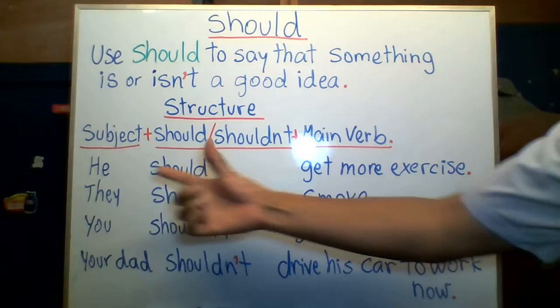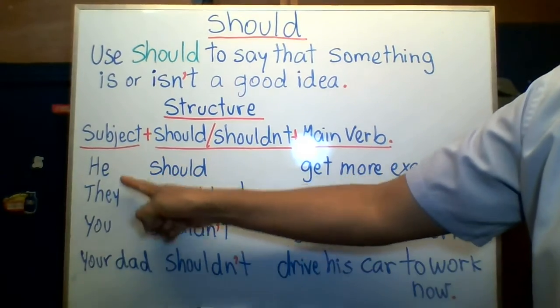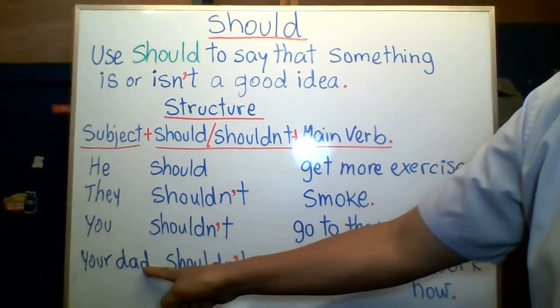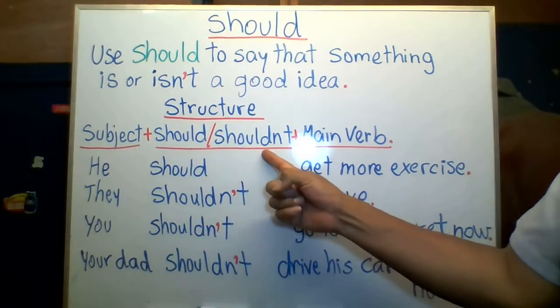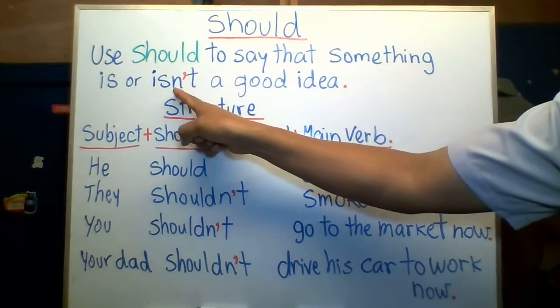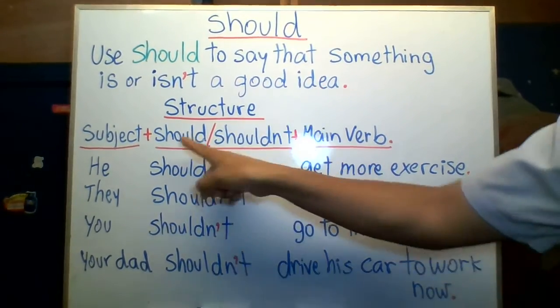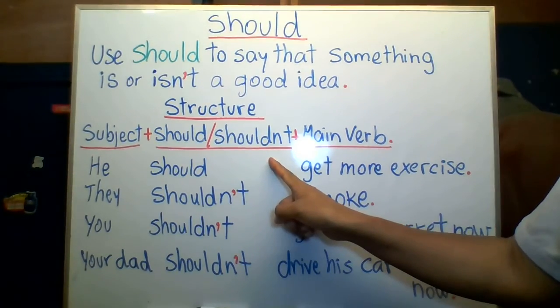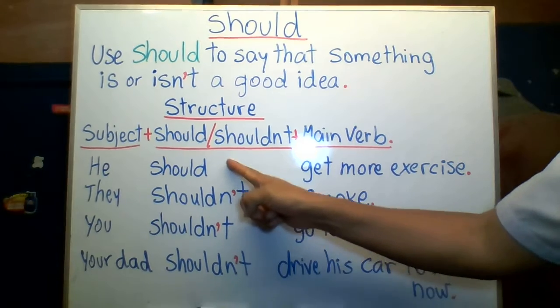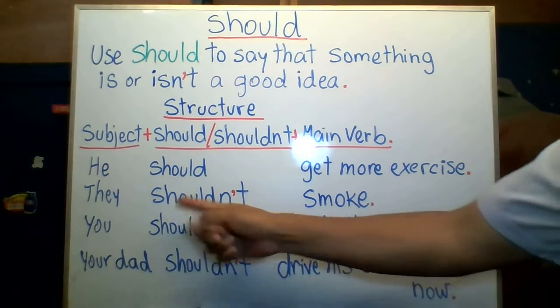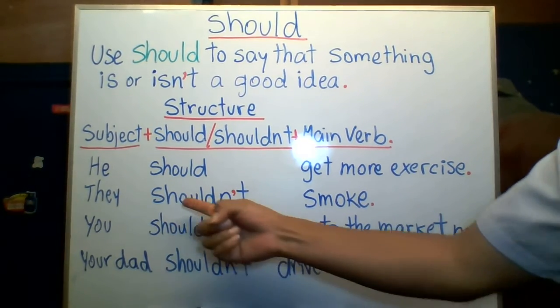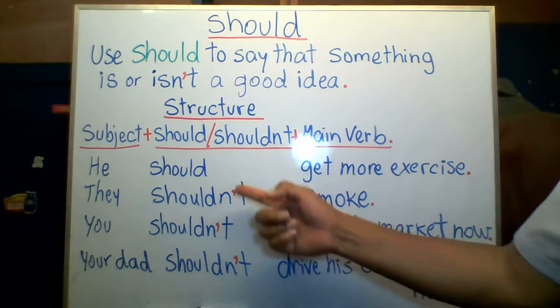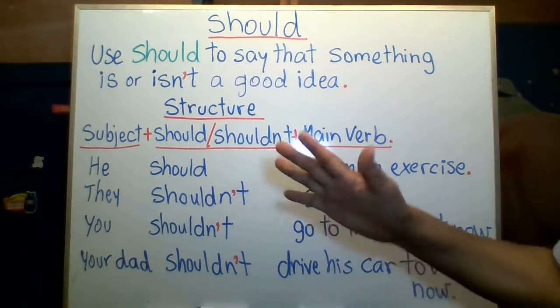The structure is this. You need a subject: he, they, you, or your dad. You need should or shouldn't according to if it's a good idea, should, or if it's not a good idea, shouldn't. Shouldn't is the contraction of should and not. You can use should or shouldn't according to the idea.